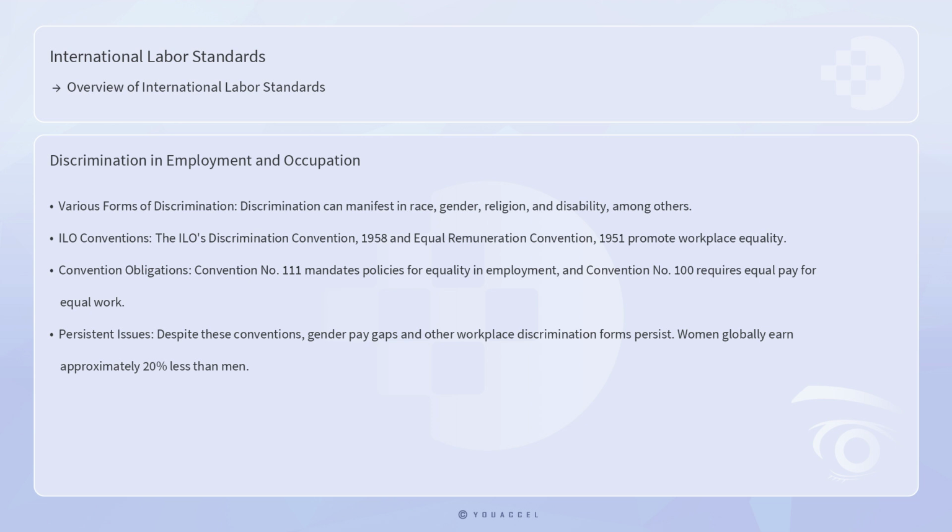Despite these conventions, gender pay gaps and other forms of workplace discrimination persist. For instance, women globally earn approximately 20% less than men, highlighting the ongoing need for robust enforcement of these standards.